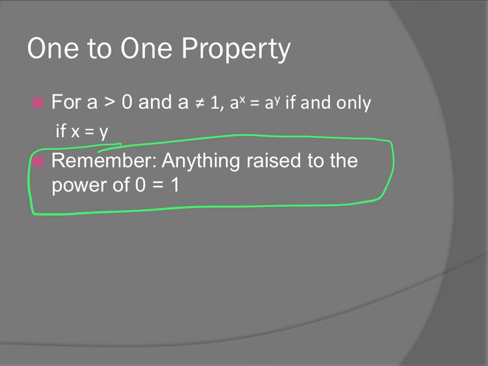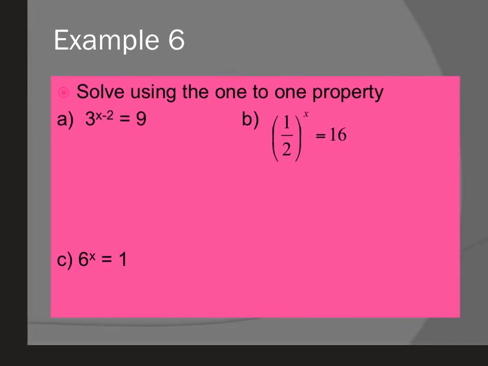This right here is very important. Anything raised to the power of 0 is 1. If I give you a question, like I'm going to show you in a second, on the test or a quiz, I guarantee you 1/3 of you will get this wrong. It's not a hard concept. Anything raised to the 0 power is 1. Remember that. Now, we're going to look at these 3 problems, and then we're done.